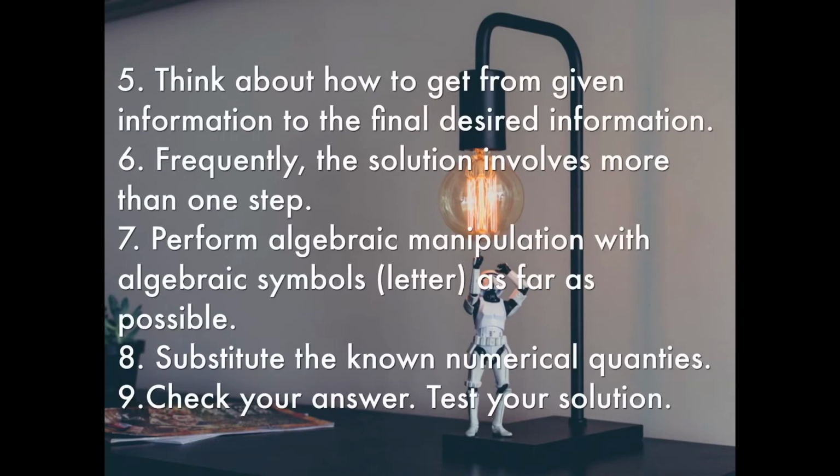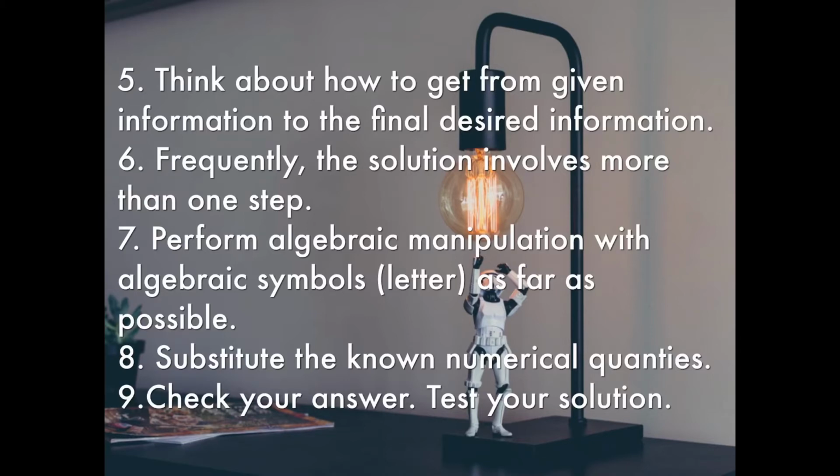Number 5. Think about how to get from the given information to the final desired information. Do not rush this step. Which principles of physics can be applied to the problem, which will help get the solution? How are the known and the unknown quantities related? Are all of the known quantities relevant, or might some of them not affect the answer? Which equations are relevant and may lead to the solution to the problem?